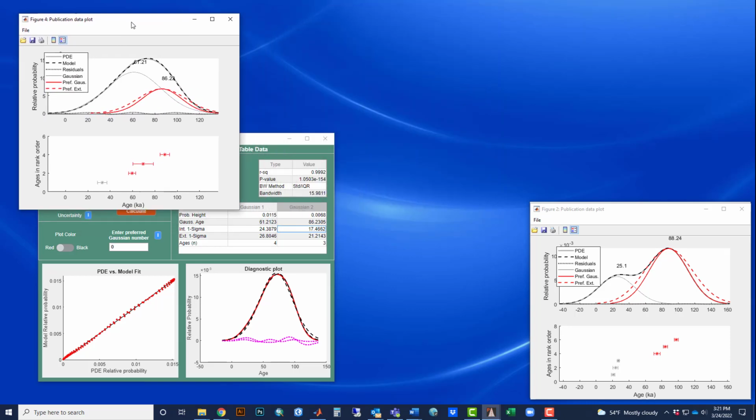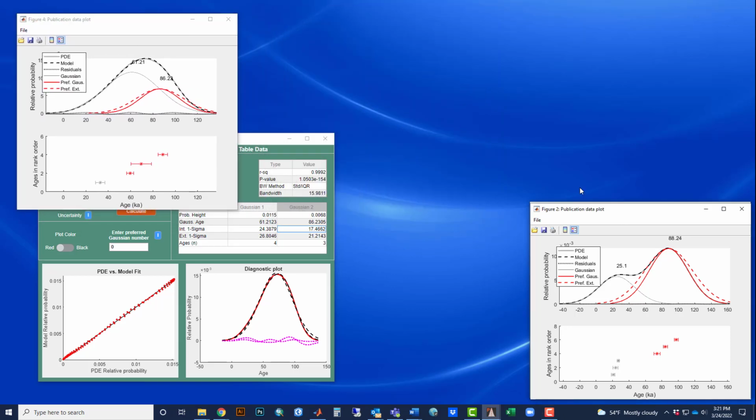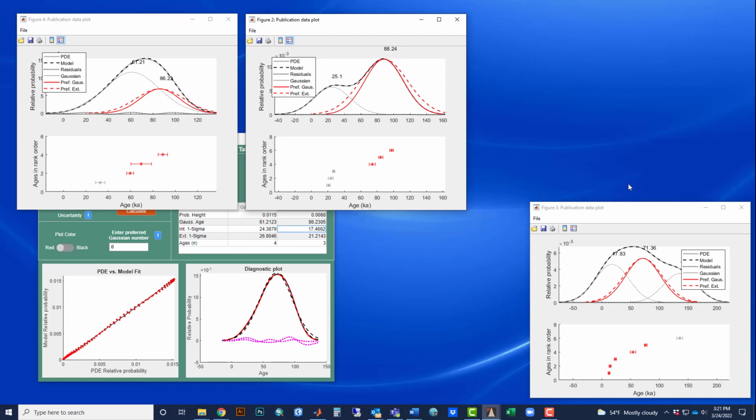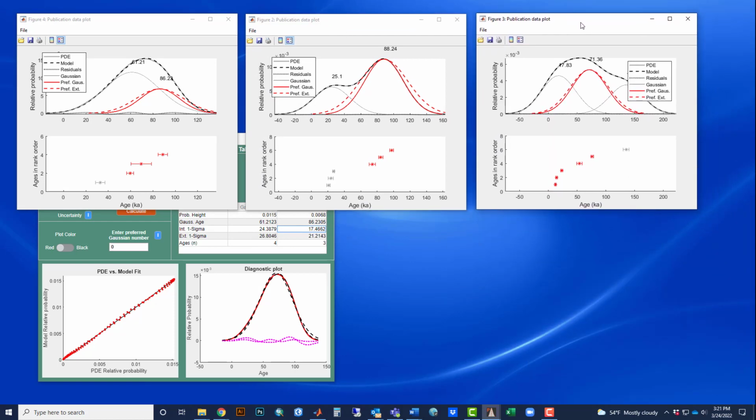So now let's take a look at these 3 plots, and we have moraine 1, moraine 2, and moraine 3, and you can see they're reasonably similar, especially considering the uncertainties: 71,000, 88,000, and 86,000. They each had 20 to 30,000 years of uncertainty, so they're basically all the same age.